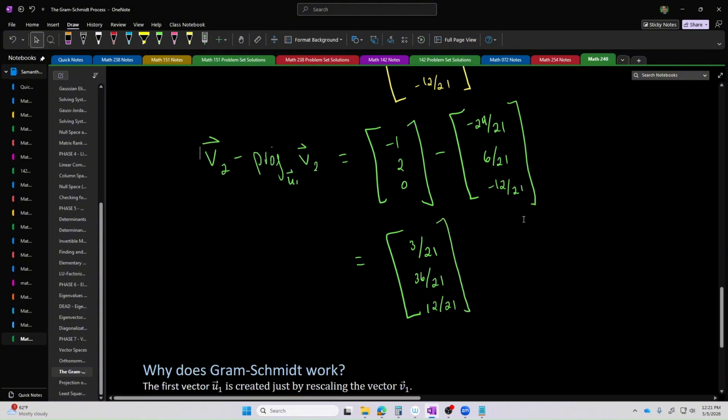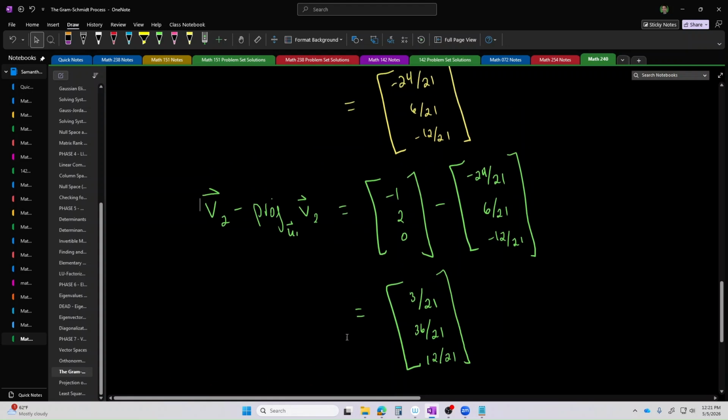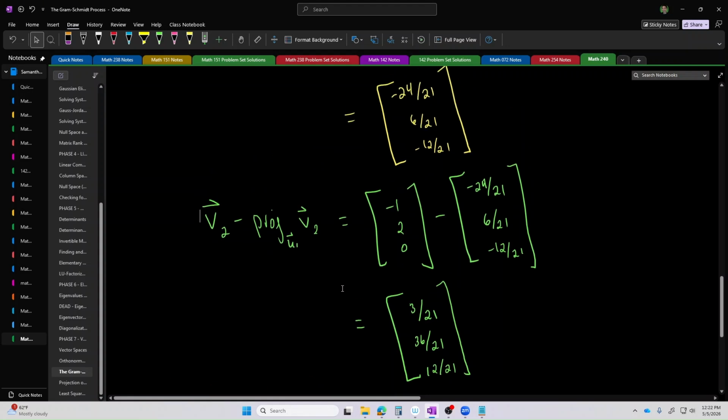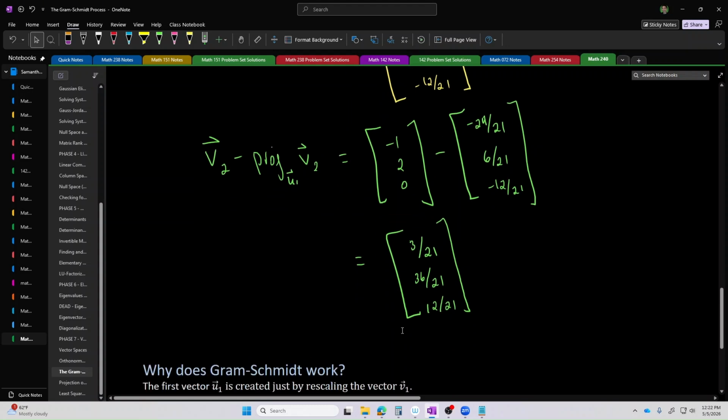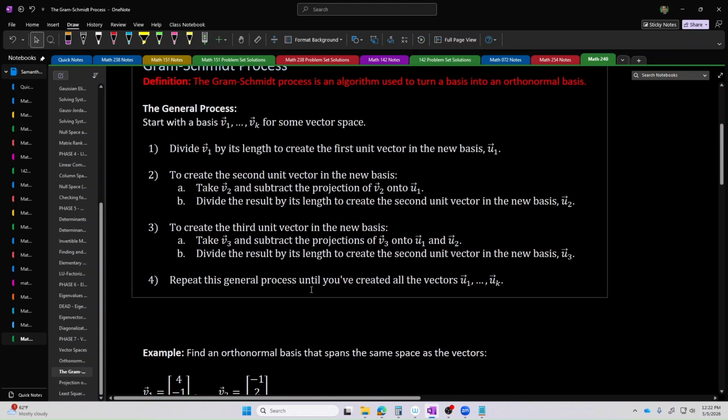So what's left at this moment is a vector that is perpendicular to u1, the portion of v2 that was perpendicular to u1. So this guy points in the right direction. However, unfortunately, this guy does not seem to have the correct length. To be an element of an orthonormal basis, we need to change this guy so that it has a length of 1. So that's the next step of the algorithm.